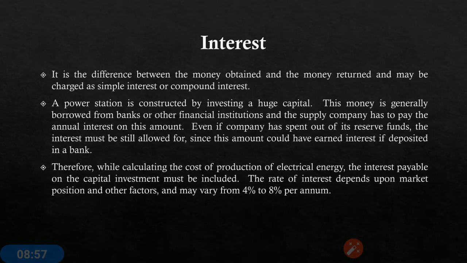While calculating the cost of production of electrical energy, the interest payable on the capital investment must be included. So, if you are getting electricity, the cost of energy that you are paying has a proportion of interest also. The rate of interest depends upon the market position and other factors, and generally lies between 4 to 8% per annum.